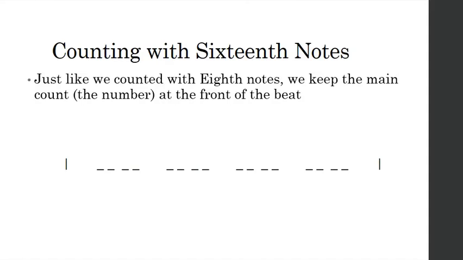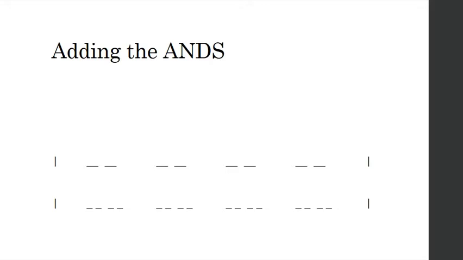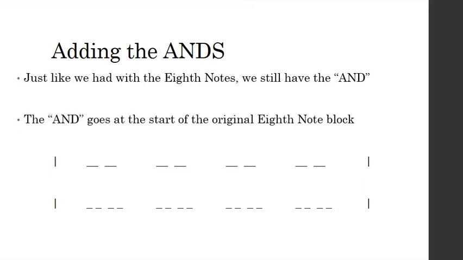Just like we have with eighth notes, we're going to keep on counting, and we're going to keep the first thing of the beat, the number, the count. So we have 1, 2, 3, 4. So we still see our beats. We still have ands, just like we did with the eighth notes. And we're going to start where the and was in the eighth note. So the and of the eighth note was on the second half of the beat. We're just going to take that straight down into the 16th notes.